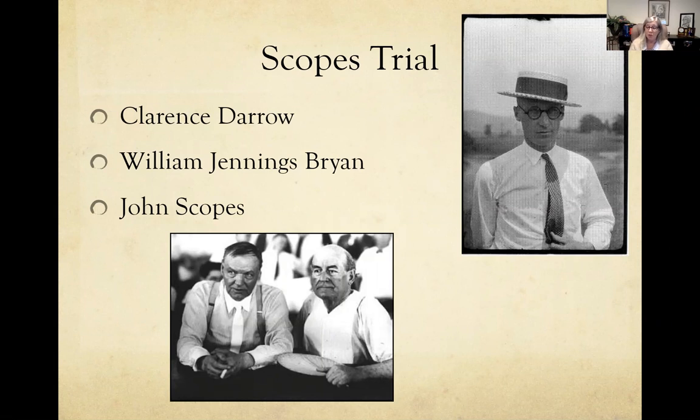So as a result, he has a trial in his town of Dayton, Tennessee, and his defense lawyer is none other than Clarence Darrow. Clarence Darrow at the time was the most famous trial attorney anywhere in the United States, and he's from Chicago. So I used to use the example, Johnny Cochran and the Kardashians' father, I forgot his name. But anyway, the Kardashians' father, he was a trial attorney.